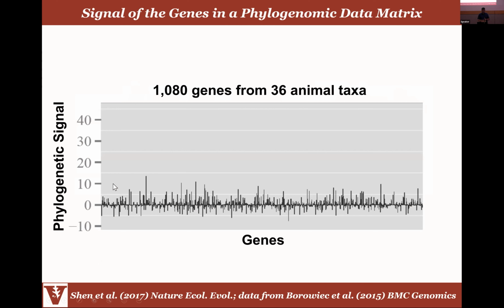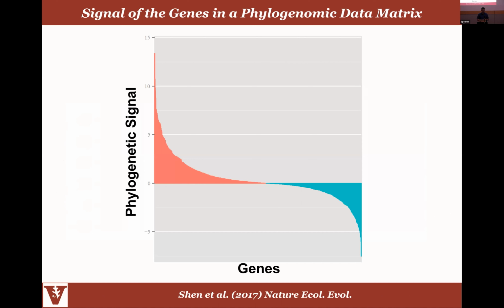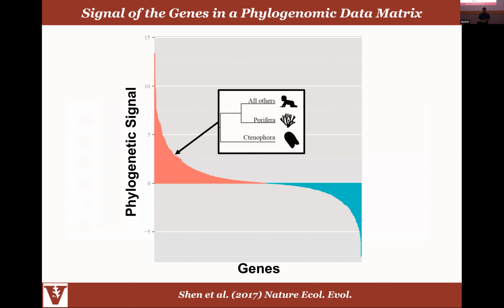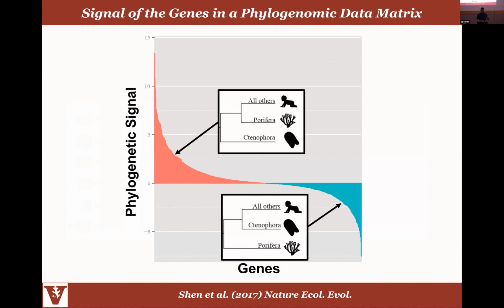Anything above 0 supports topology 1, that comb jellies are the sister group to the rest of animals, and anything below 0 supports sponges as a sister group. Okay, so it gives us a visual idea of what the support is. Now you can sort them from the highest to the lowest value, and this is the same graph but sorted. The area under the curve above and below 0 basically gives you the amount of support for ctenophores as the sister group or sponges as the sister group.